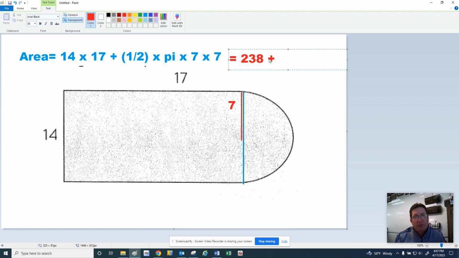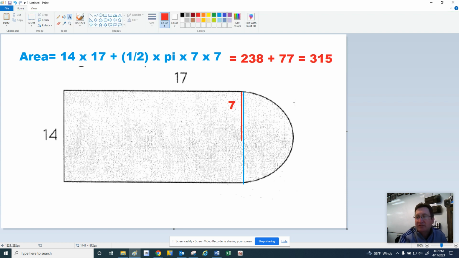So then I need to take pi times 7 times 7. And so I'm pretty confident you guys can all do that. And so this is about 77. Okay, 76.97 is what it is. But we're going to round to the nearest whole number today. And so our answer is about 315. Okay, we don't have a unit here, and so we'll just leave it as 315.